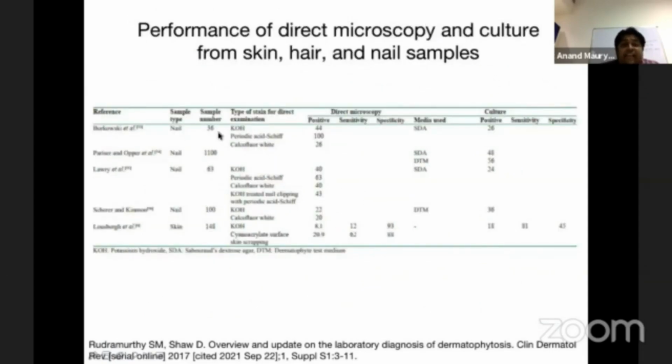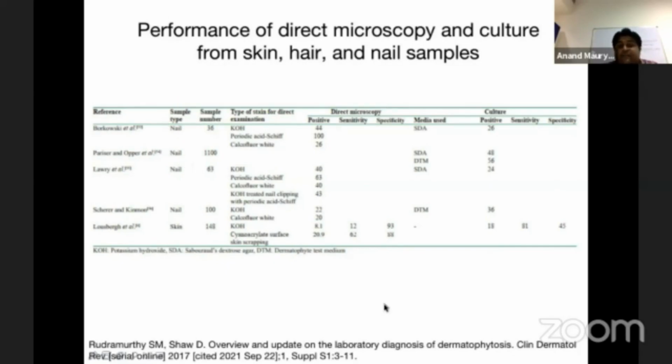Now this is again, so you can see the sample is nail, and direct examination was performed by KOH and PAS and calcofluor. They used SDA as the medium for cultivation, and they got a positivity of around 26%. So this is a very good paper. It gives information on how to compare direct microscopy and culture depending upon the samples.